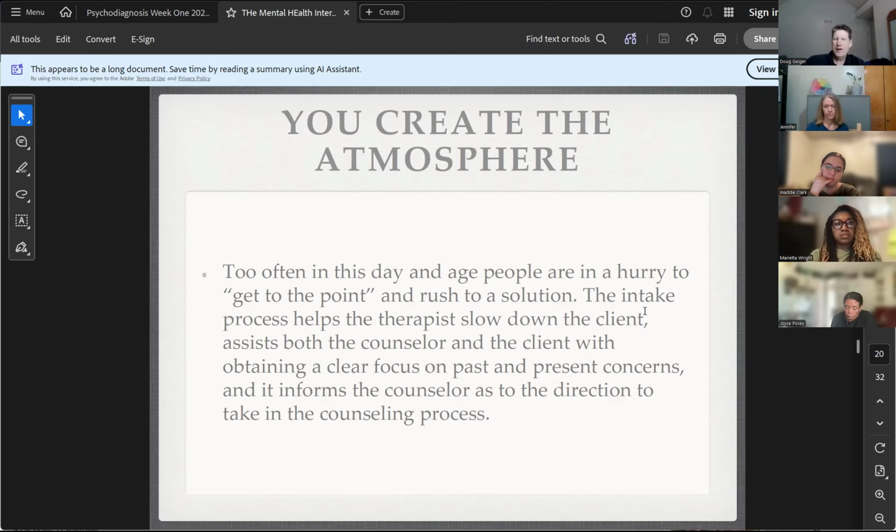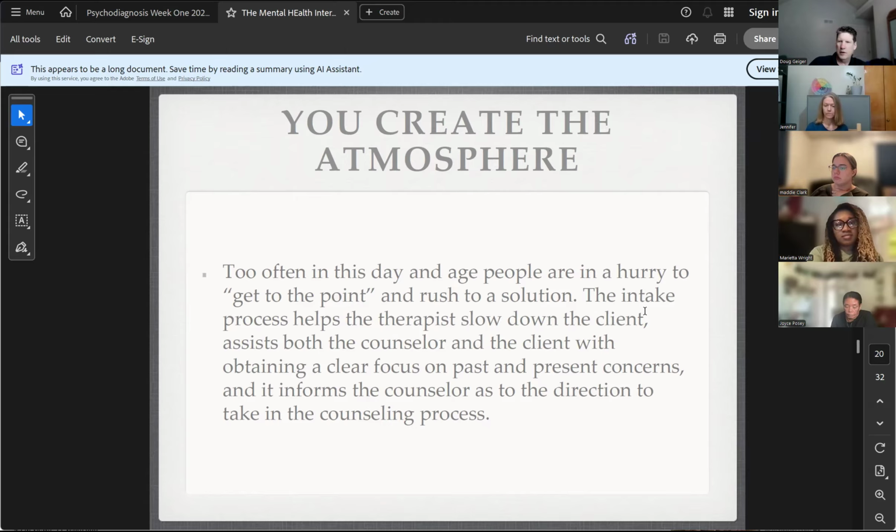Okay, so you create the atmosphere of this, right? Too often in this day and age, people are in a hurry to get to the point and rush to a solution. When I'm doing supervision, people are always wanting to fix others. I'm like, take your time, slow down. There's a lot of things you've got to go through to understand what is happening. So take your time, slow down.